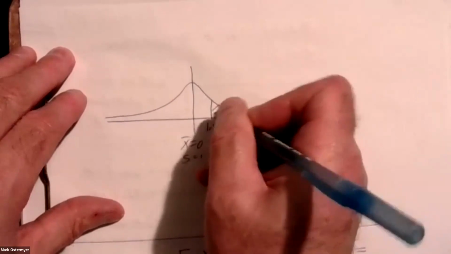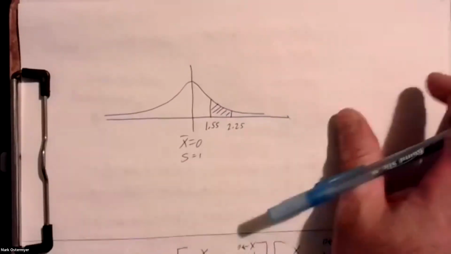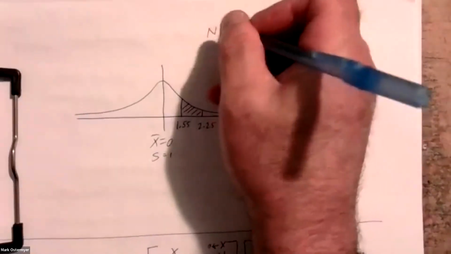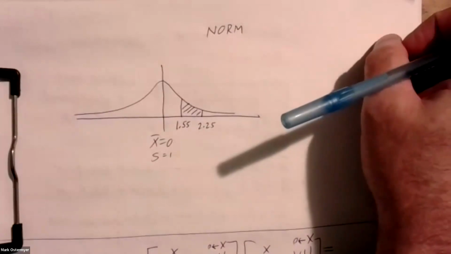So they want us to compute this shaded area here. All right, how do we do that? We use the normal CDF function. I'll show you where it's at on the... Well, wait a minute. What am I talking about?